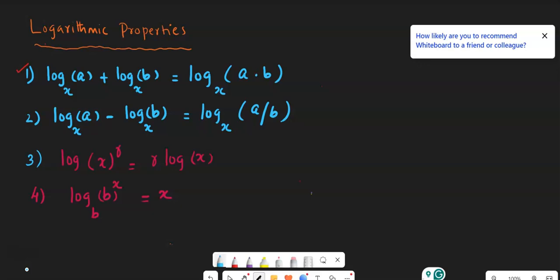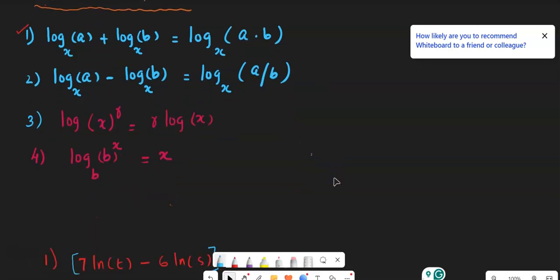And if the base of the exponential term in the expression and the base of the logarithm are the same, your answer will be the power. So that is log base b of b to the power x, your answer will be x. We can practice these rules using some following homework problems.